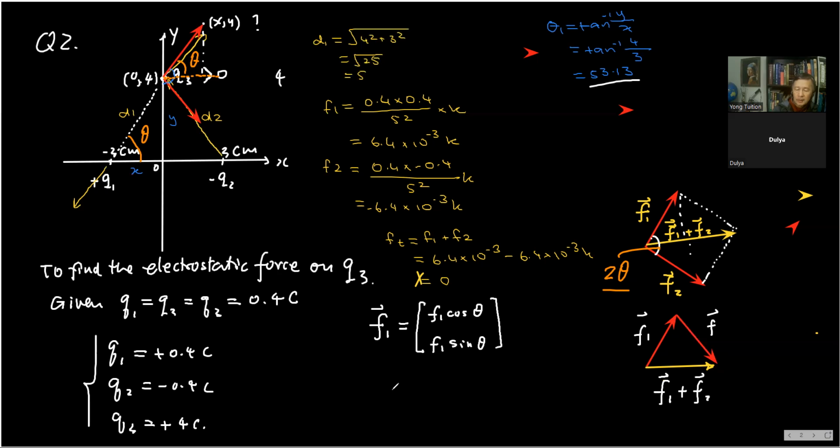Similarly, how about F2? If we use a matrix to denote this vector, it's F2 cos theta, the same thing, right? But be careful, the Y is negative. You have to put a negative sign here: F2 sine theta. Can you follow me?